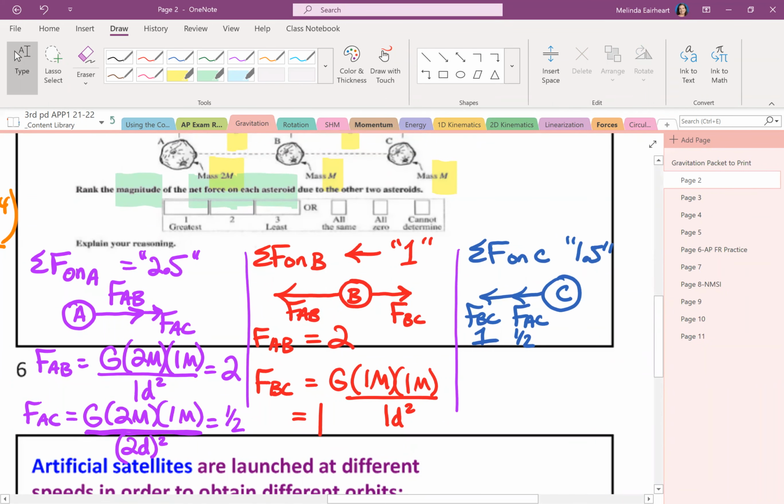Rank the magnitude. Forget direction. Look at value. Who has the greatest net force on each asteroid? A, B, or C? A, that 2.5 is bigger than C's 1.5, which is bigger than B's 1. Okay. Who would accelerate the most? Ooh, that's an even, right? Because they're not all equal mass. So that we could do that, but I don't have room. Everybody good with straight line net force?